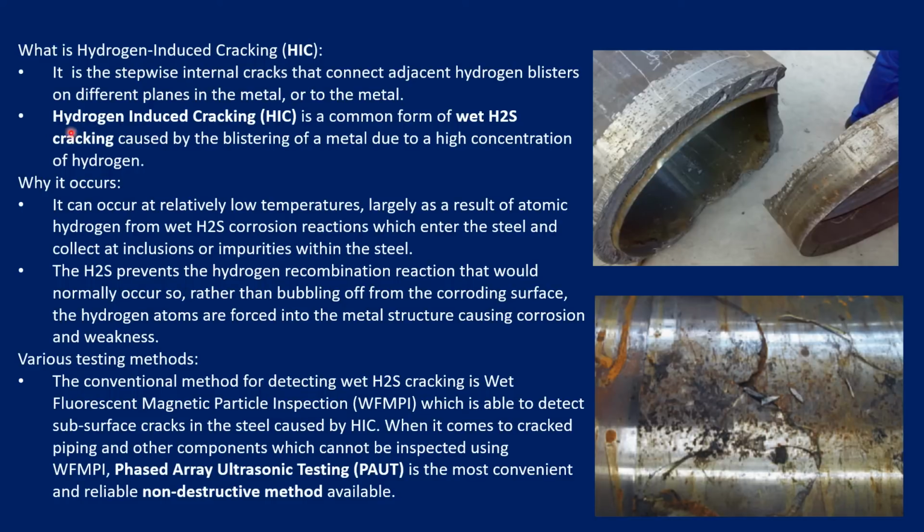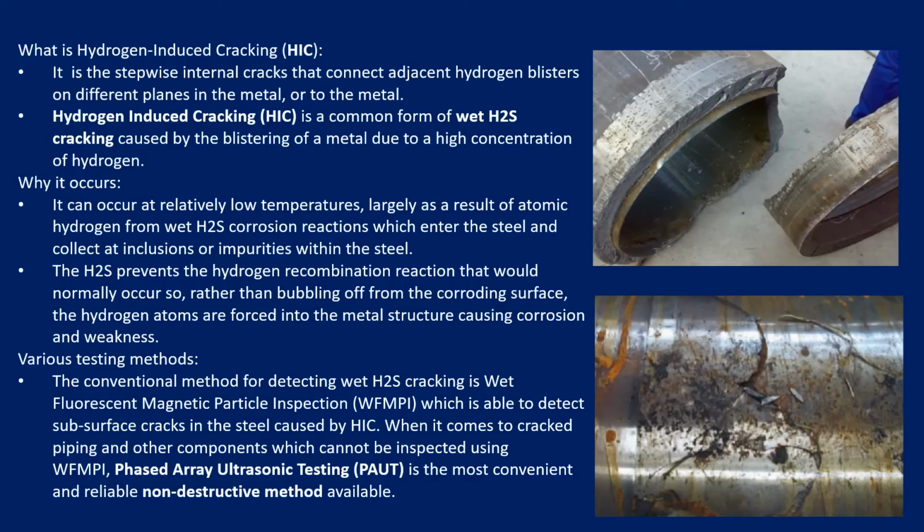Mostly why does it occur? It occurs at low temperatures, largely as a result of atomic hydrogen from wet H2S corrosion reactions. Okay, this atomic hydrogen is forced to enter into the steel and collects at the inclusions or impurities within the steel. When this atomic hydrogen enters into the steel, it causes some cracks. These are called hydrogen induced cracking. Then H2S prevents hydrogen recombination. This is the basic reason why it occurs. This is the property of hydrogen sulfide which prevents the hydrogen recombination reaction.